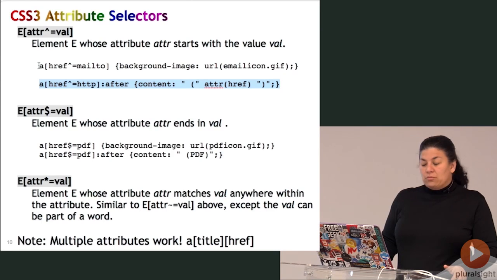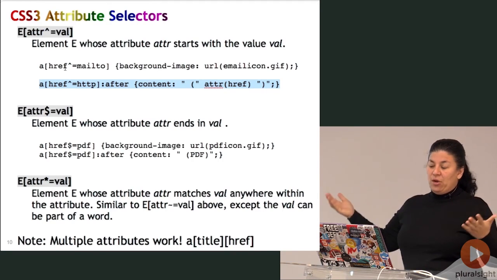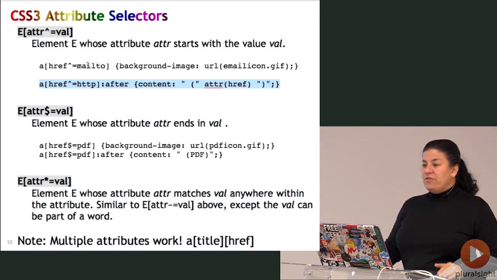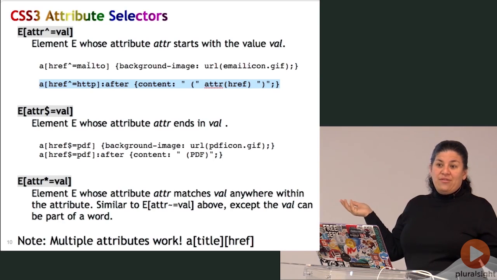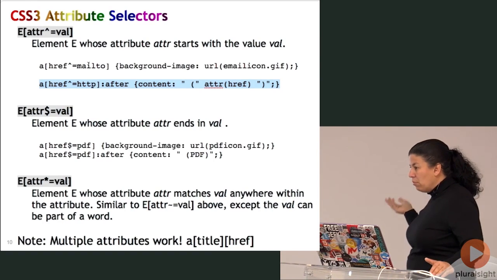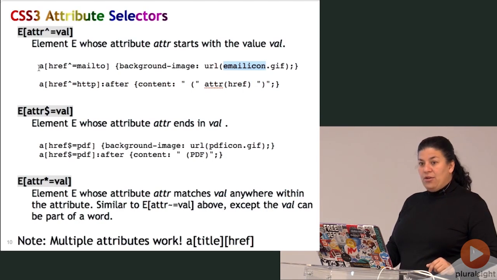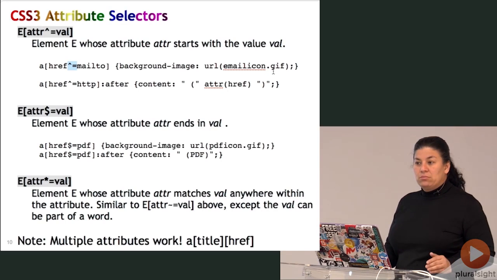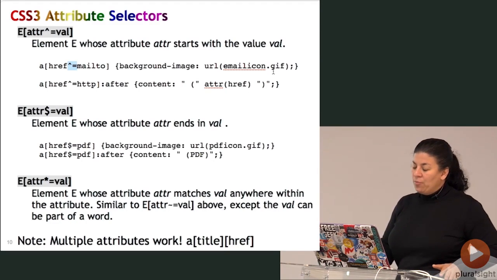When are these useful? There are certain features that always do the same thing. So every link that starts with mailto will open up your email client, right? And you kind of want to tell the user that, hey, this is going to open up your email client. So you can put a little email icon. You say href starts with mailto, and then background image email icon. And then of course you would put padding. This is just to show you the idea.